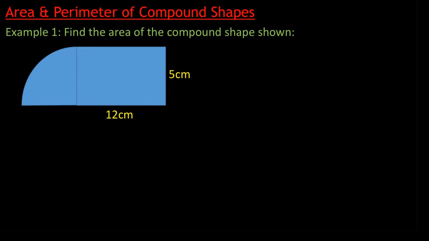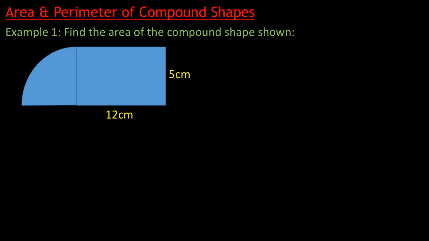Hi guys, the last lesson in the area and perimeter topic is on the area and perimeter of compound shapes. So there was one or two examples on this in the very last exercise in area of circles that you did. But basically a compound shape is just two or more shapes that are stuck together.